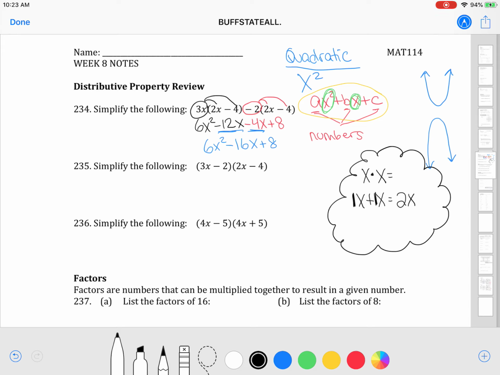Now x times x, when you get into multiplying, and we will look into this in the future, it all has to do with your exponents. I have x to the first times x to the first. I have a total of x squared.